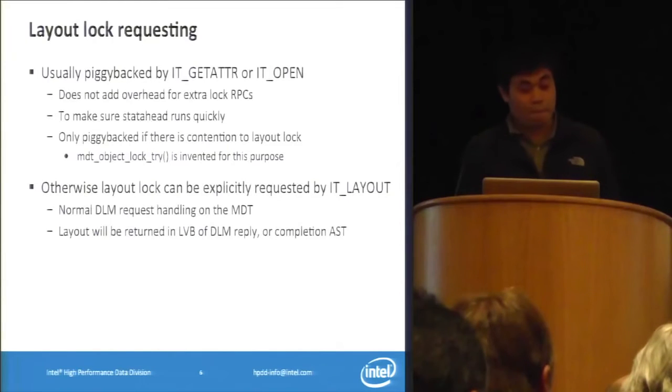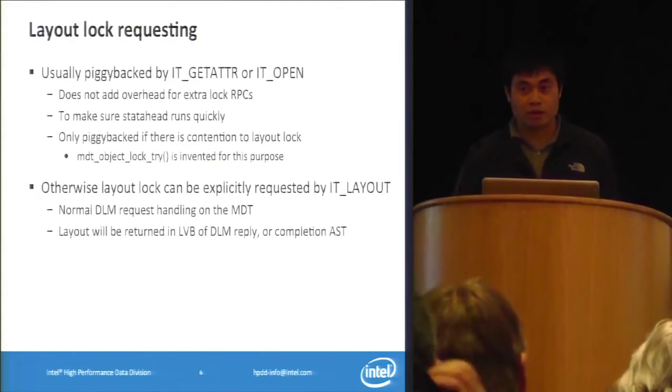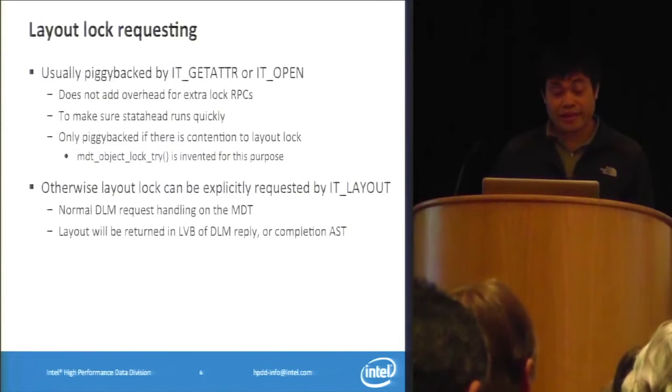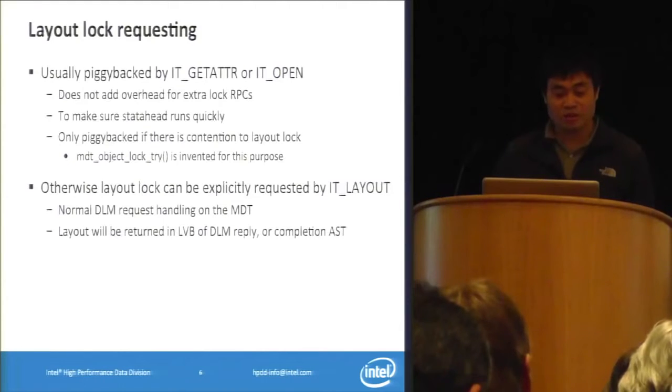And so usually for the getattr RPC, we can return three IBITS locks right now. So it's lookup, update, and layout. If we can't grant the layout lock for the getattr and open, the layout lock can be requested by the client explicitly. This is a normal DLM request handling on the MDT. That means it can wait much longer than the intended request.